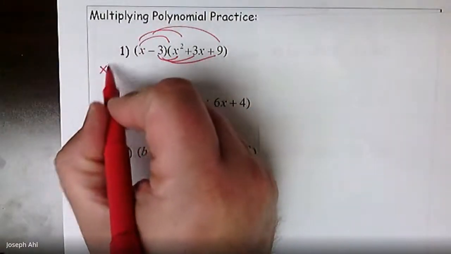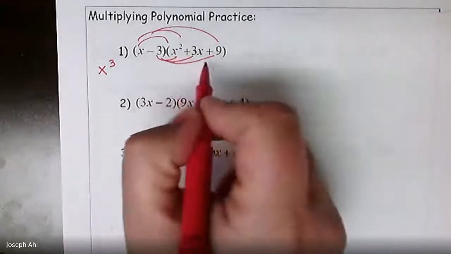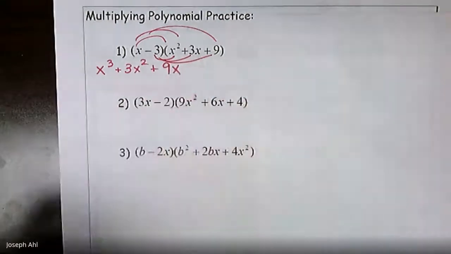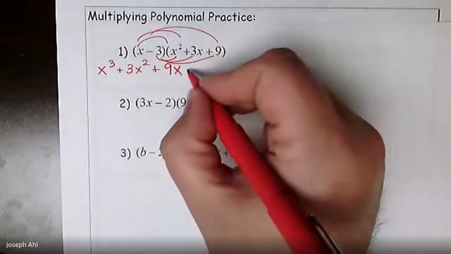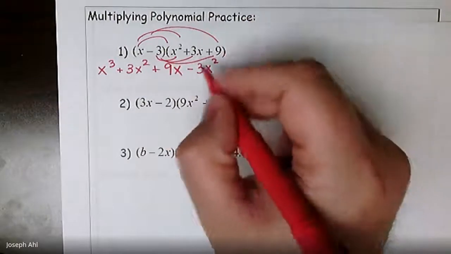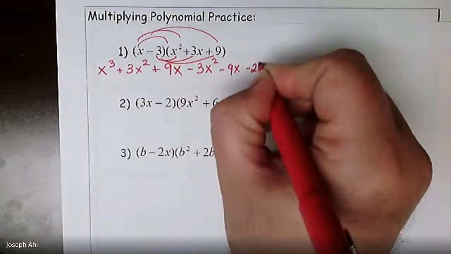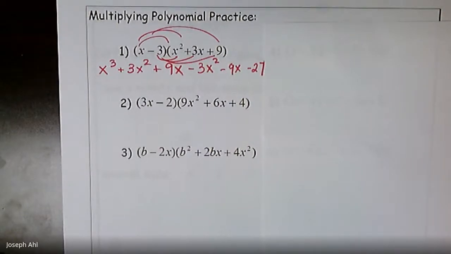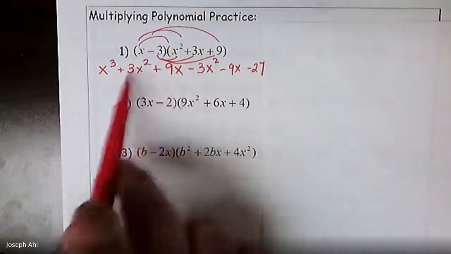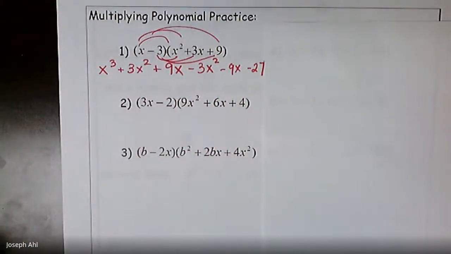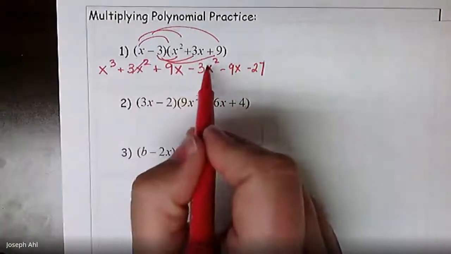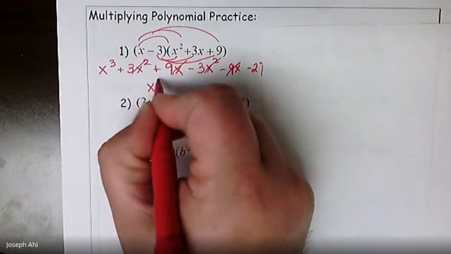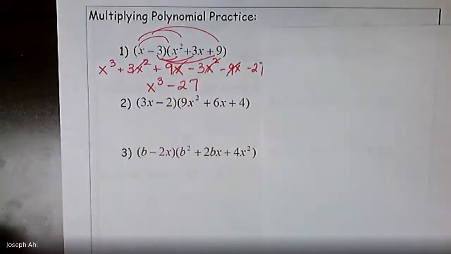So that's going to leave me with x cubed, first and foremost. And then I'm going to get a plus 3x squared plus 9x. And then when I distribute the -3 throughout, I get minus 3x squared minus 9x minus 27. Here's what that product looks like when you multiply that out. So now I want to combine like terms, and we'll see that 3x squared and -3x squared cancel out, 9x and -9x cancel out. So the resulting product here is x cubed minus 27.